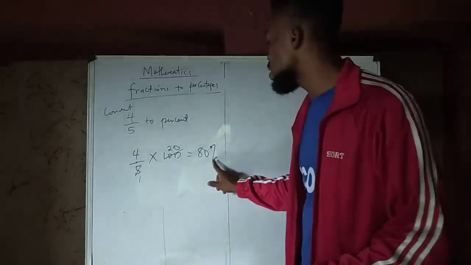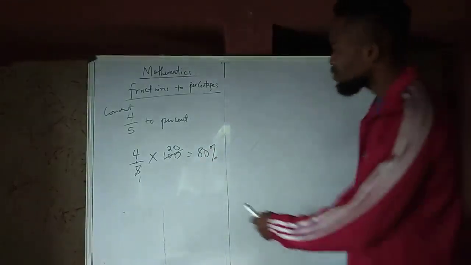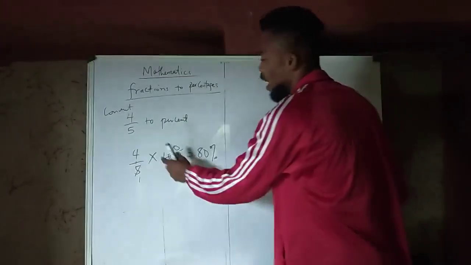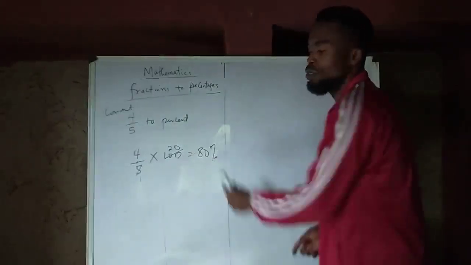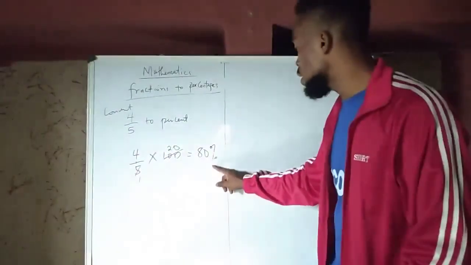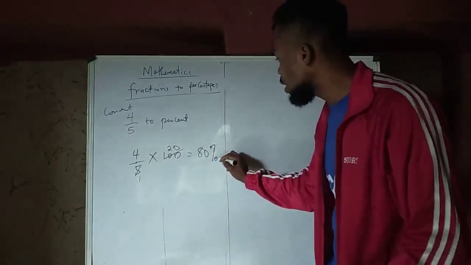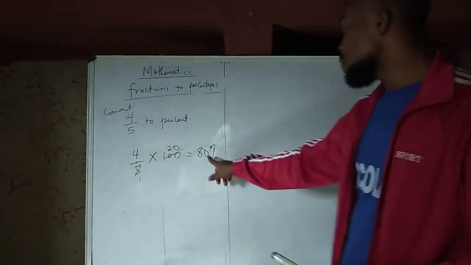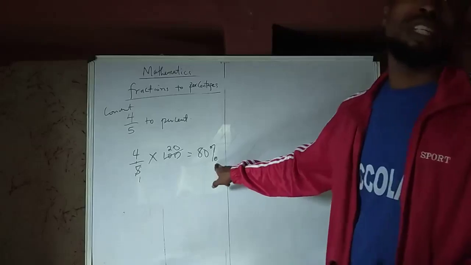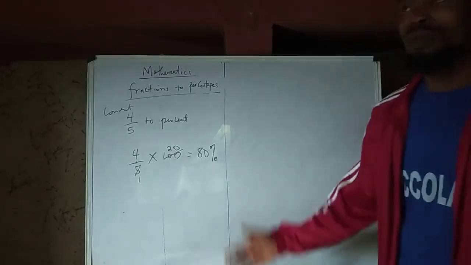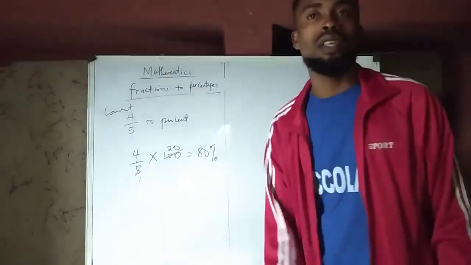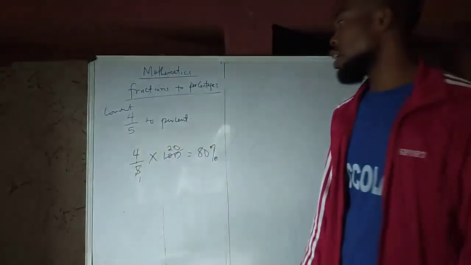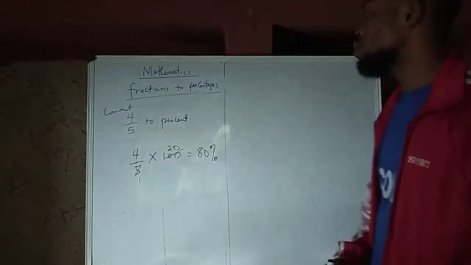So what this means is that if I'm taking 4 out of 5, then I should take 80 out of 100. This is the percentage symbol, the percentage sign. So wherever you see it, this means 80 out of 100. So that's what percentages is all about. I think that is pretty simple enough.